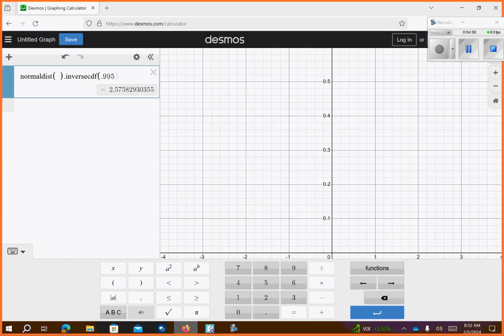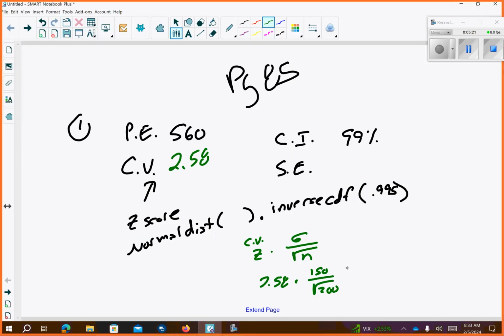So Desmos will handle that nicely. So 2.58 times our standard deviation of 150 divided by the square root of our sample size, which was 200. So 27.37. All right, so this is our margin of error.